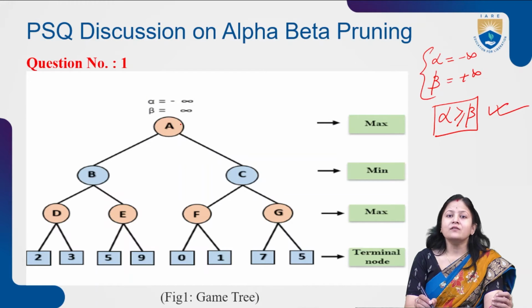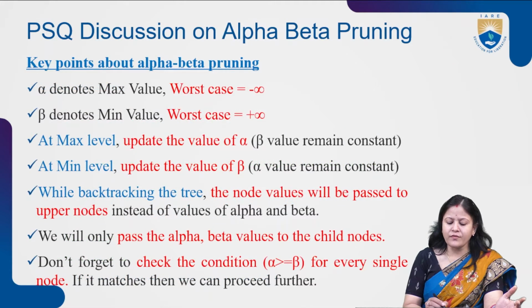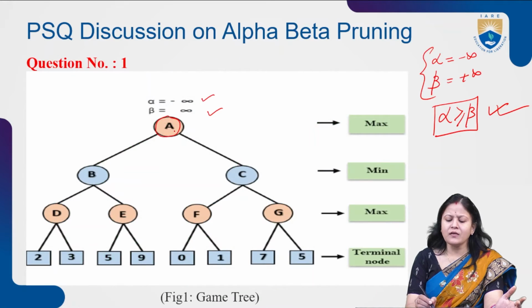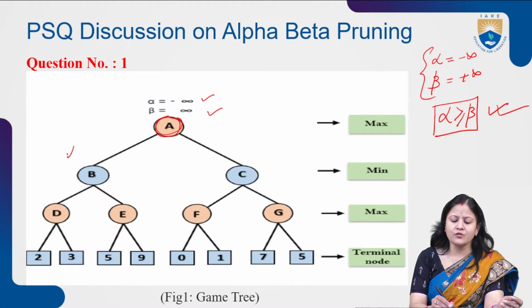Initially we have to assign the values for node A. Let alpha be minus infinity and beta be plus infinity. As per the DFS algorithm, the values of alpha and beta need to be passed to node B, because in our algorithm we always pass the alpha beta values to the child node. So we pass the values of alpha and beta for node A, which I have initialized, to the left node: alpha is minus infinity and beta is plus infinity.